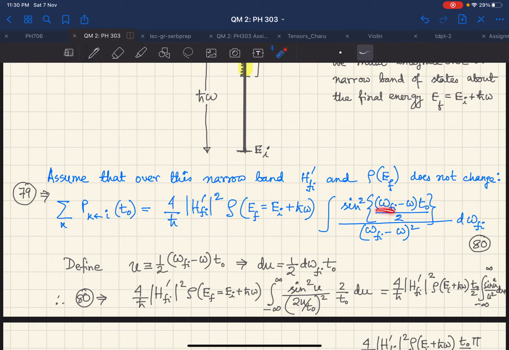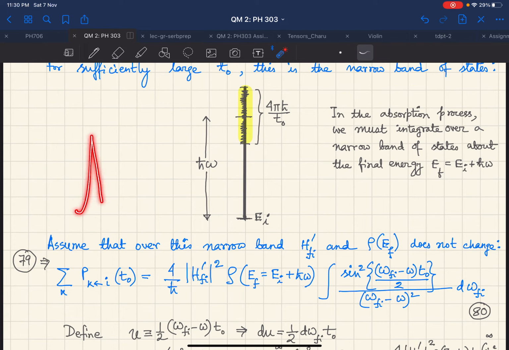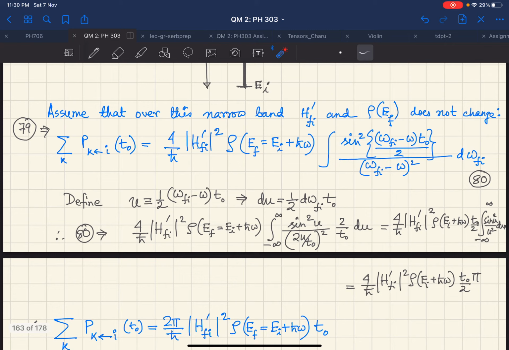So you have this quantity which you call u, and then you figure out what is du. Of course your integration limit is from minus to plus infinity, simply because even if there are states near minus infinity, that is not going to contribute to your whole integration, because the main contribution, as you have seen, comes from this peak which is near omega fi equal to omega frequency. So you do this integration, this result you already know: sine square u by u square du from minus to plus infinity gives you pi.